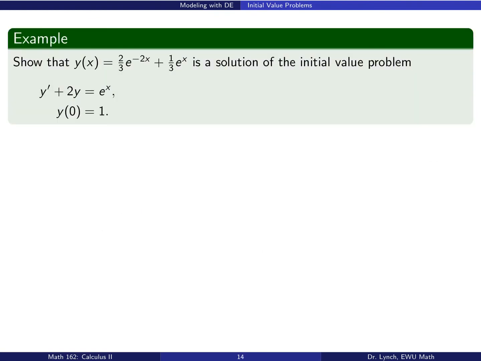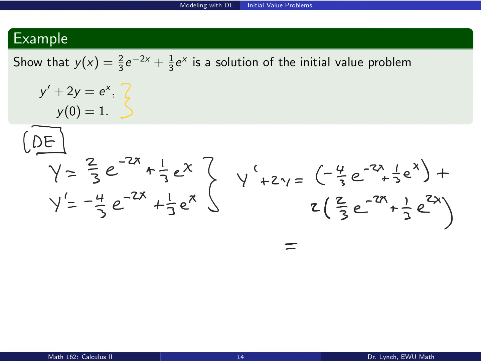Okay, here's an example. Let's show that this function, 2/3 e to the minus 2x plus 1/3 e to the x, is the solution of this initial value problem. So again, here is a differential equation together with an initial value. It better be the case that when we plug in 0, we get 1. Okay, so let's check the differential equation first.